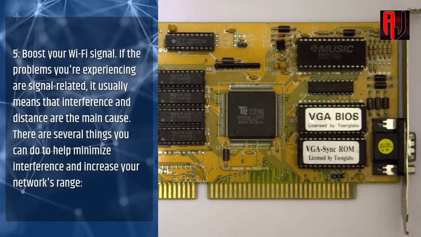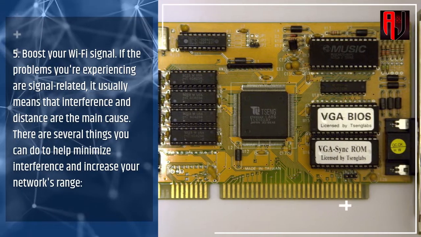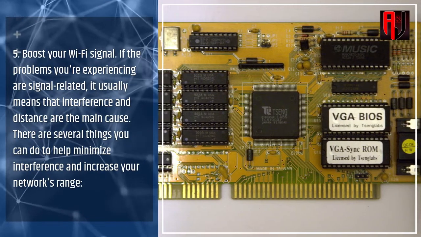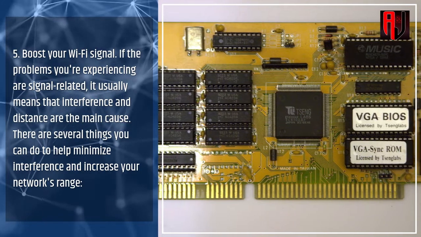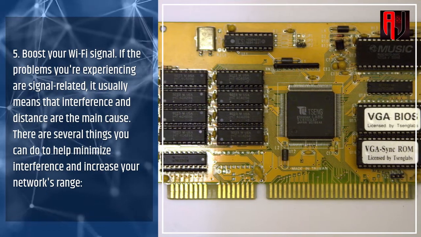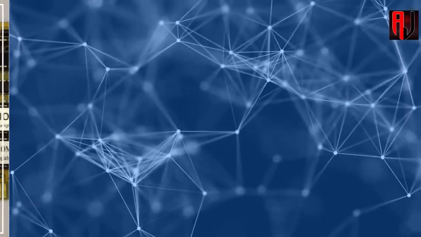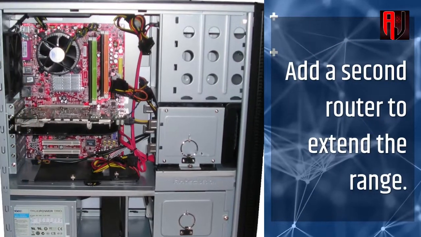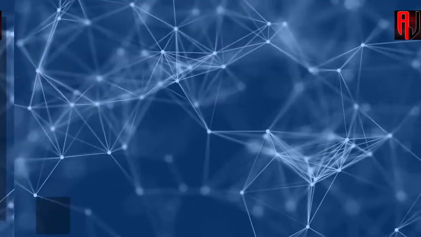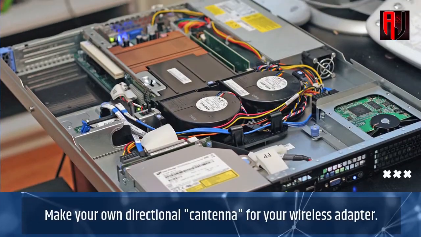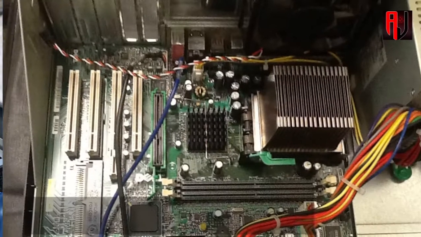5. Boost your Wi-Fi signal. If the problems you're experiencing are signal related, it usually means that interference and distance are the main cause. There are several things you can do to help minimize interference and increase your network's range. Add a second router to extend the range. Increase your computer's Wi-Fi reception. Make your own directional antenna for your wireless adapter.